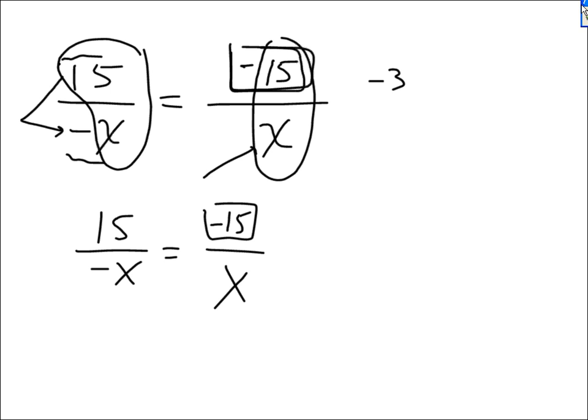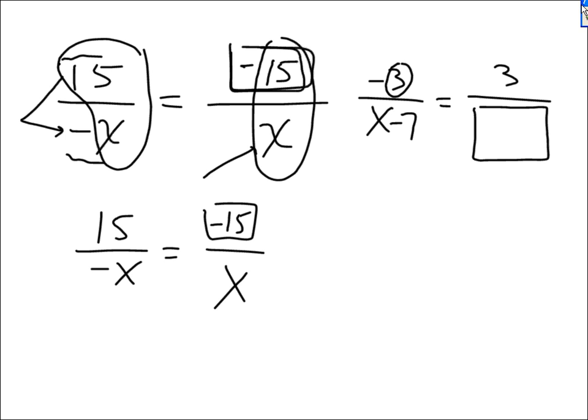You have negative 3 over x minus 7 is equal to 3 over what? Well, ignoring signs, the top is 3, the bottom is x minus 7. The top is 3, the bottom should be x minus 7. Now let's take into account the signs. There's an understood plus in front, so the signs are different. There's an understood plus sign here. For the signs to be different, that should be negative.